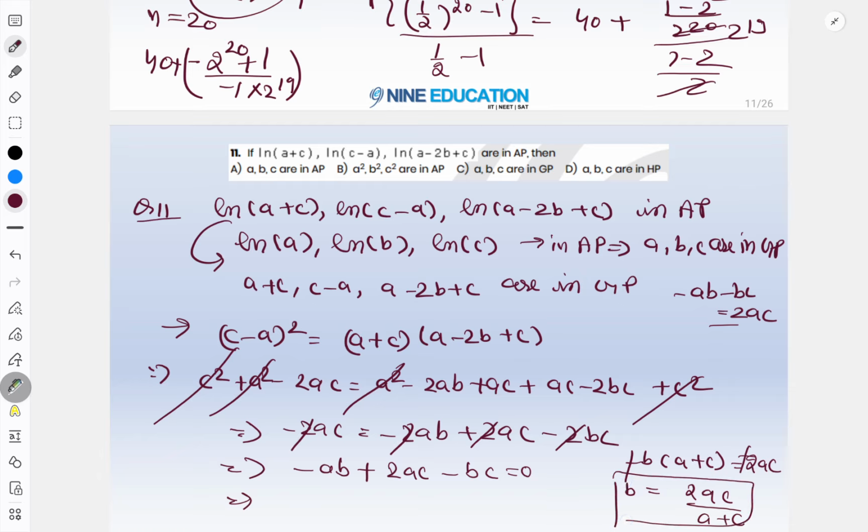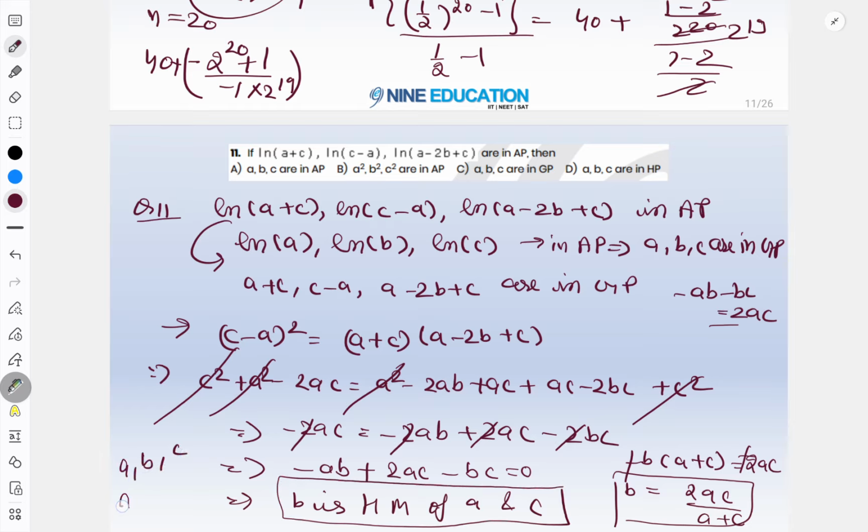Now what is this? This is B is the HM of A and C. It is the formula of harmonic mean, right? So we can say A, B, C are in HP. They are in harmonic progression. A, B, C are in HP. Option D.